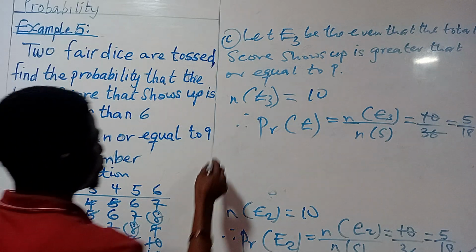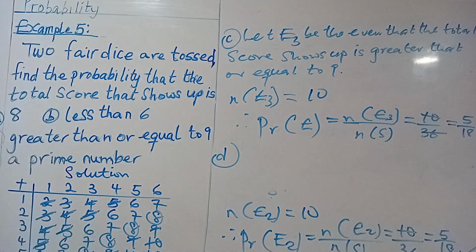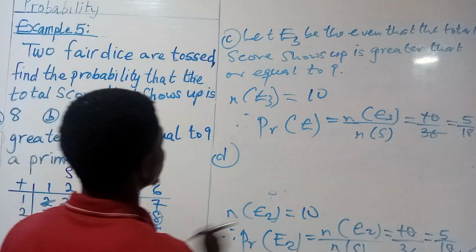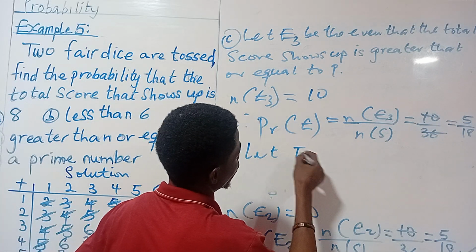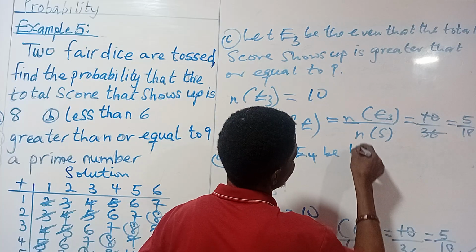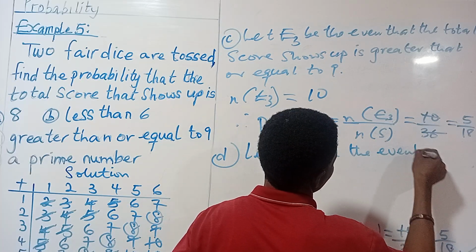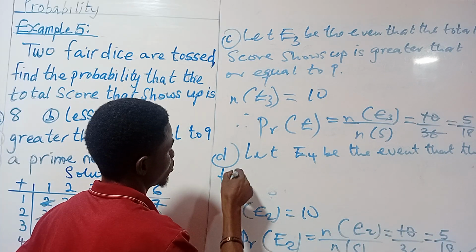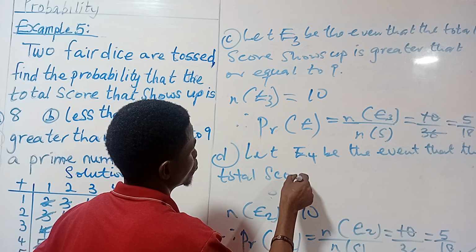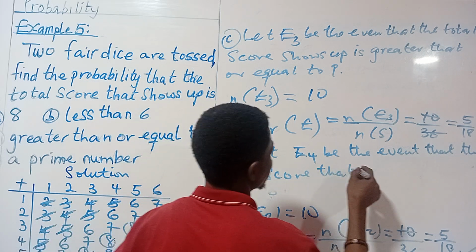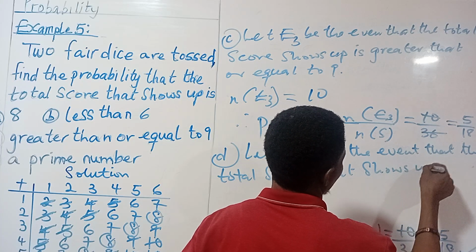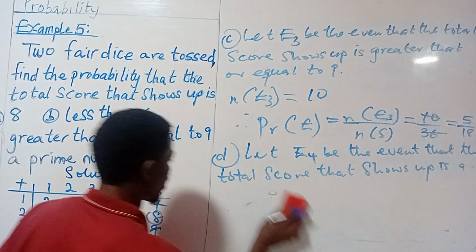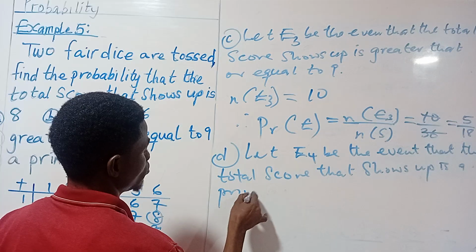Okay, the last one, which is the total score that shows up is a prime number. Now let's go. Let E4 be the event that the total score that shows up is a prime number. That is the last question.